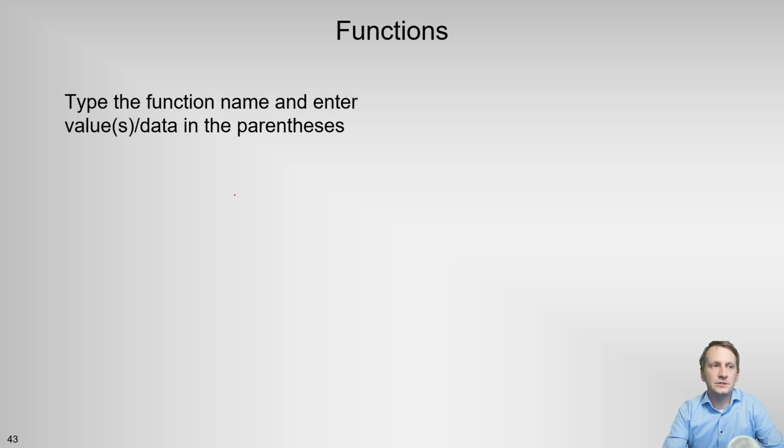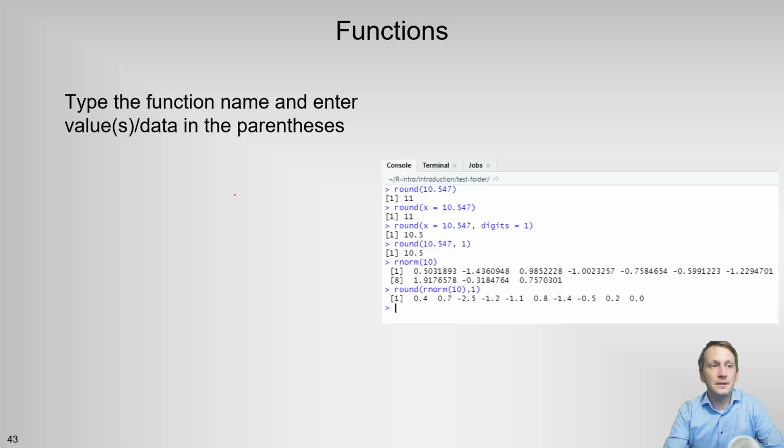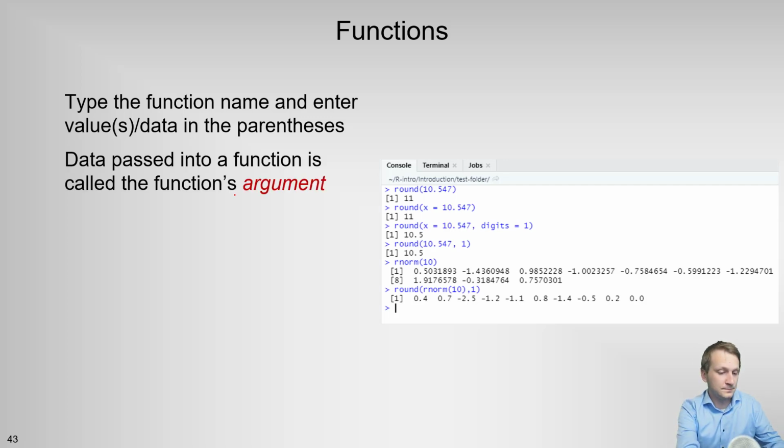Now let's take a look at functions. Type the function name and enter the values in the parentheses. Data passed into a function is called the function's argument. Also note that arguments can take more than just data. Arguments could also be functions or something else, but for most practical purposes right now, you typically pass in data or settings or configurations, anything that you want the function to know, to those arguments.